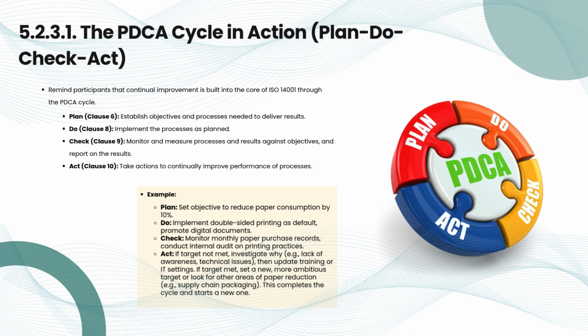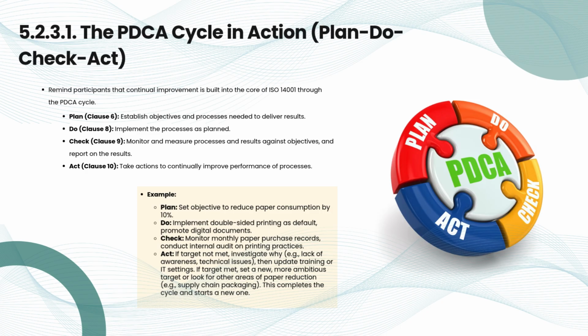Let's illustrate with a simple example. Plan: we set an objective to reduce paper consumption by 10% in the next year. Do: we implement double-sided printing as the default setting on all printers and actively promote using digital documents. Check: we monitor our monthly paper purchase records and conduct internal audits to see if double-sided printing is actually being used. Act: if our target isn't met, we investigate why. Perhaps there's a lack of awareness, or maybe some technical issues with printer settings. We then update our training or IT settings to address those issues.